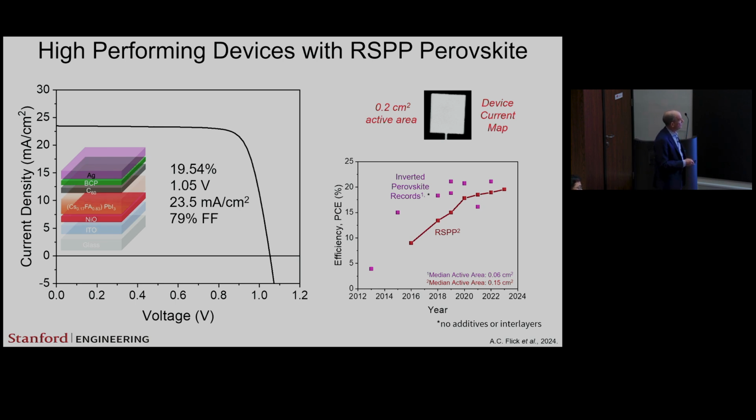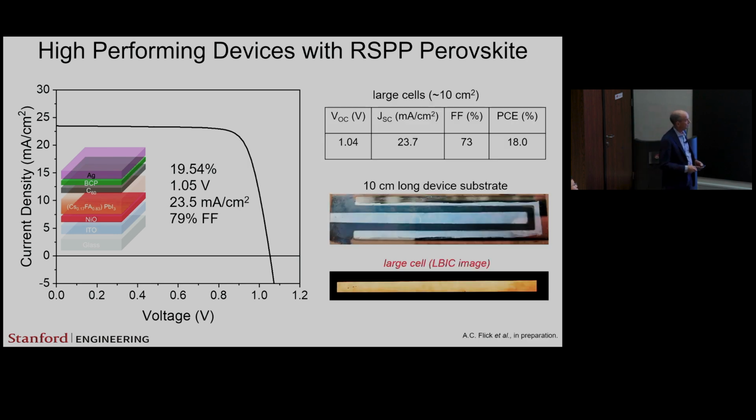Okay, so we can make generally high-performing cells. You can see this is some work here showing around 19% or so efficiency cells. These are large cells, 10 centimeters squared and above. And these are inverted perovskite solar cell records made on very small devices over the last number of years. And this is our work here, inching up to similar numbers, but with much, much larger cells.